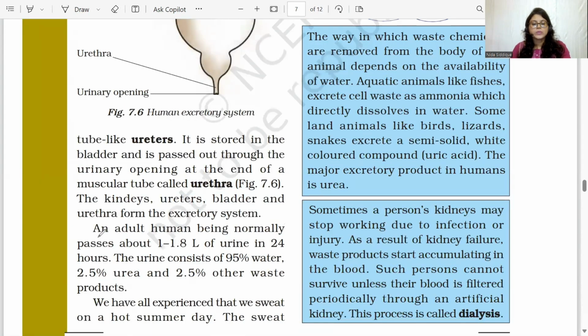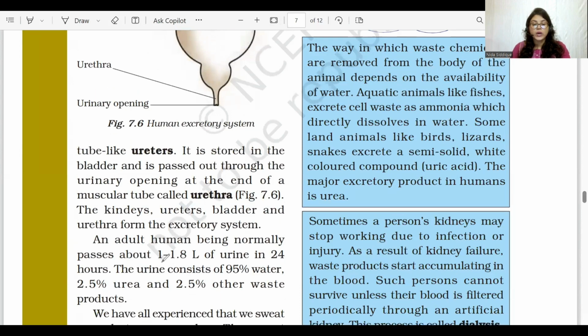So an adult human being normally passes about 1 to 1.8 liters of urine in 24 hours. And what does this urine consist of? It consists of 95% water, 2.5% urea, and 2.5% other waste products. Okay, usually major component पानी का ही होता है.